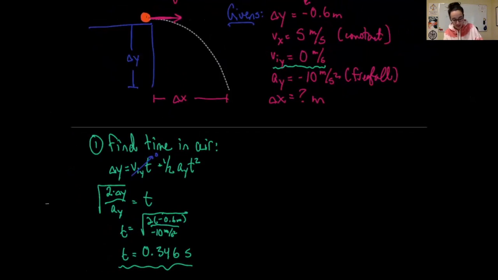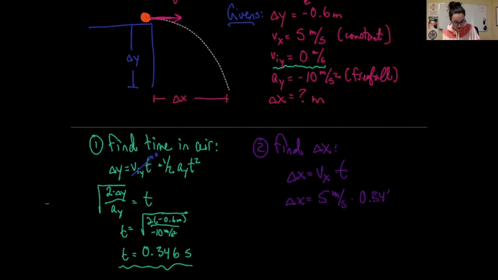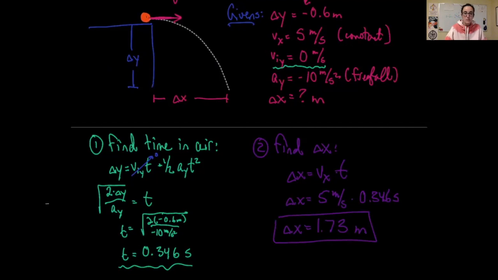Now that we've found the time in the air, we will use that to figure out delta x. So vx is that horizontal velocity, 5 meters per second. Time we now know is 0.346 seconds. So we get 1.73 meters. All right, so that is that.